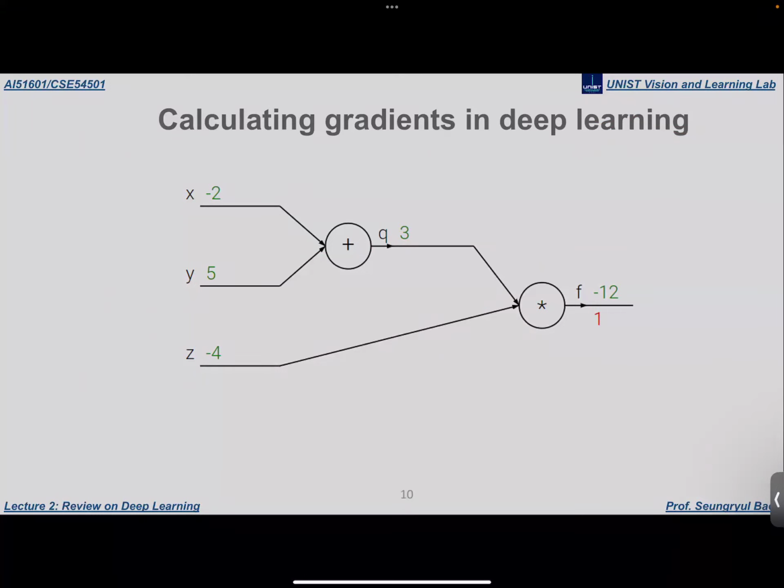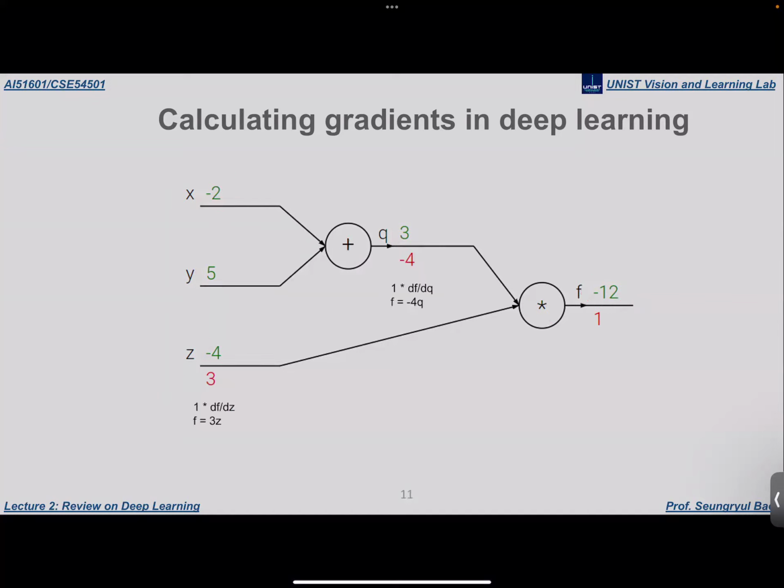Okay, and let's say we need some initial values for these three variables. Let's say x is initialized to -2, y is initialized to 5, and z is initialized to -4. Then if we add x and y, their output is 3, right? And then we multiply the 3 by z, and the final output is -12. Okay, so this is easy, right?